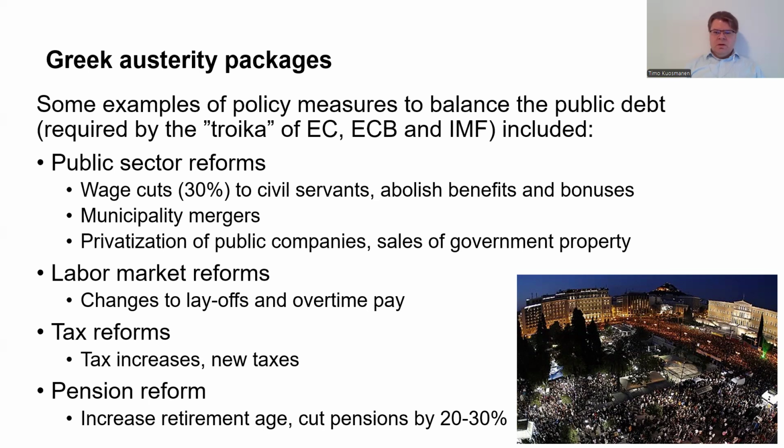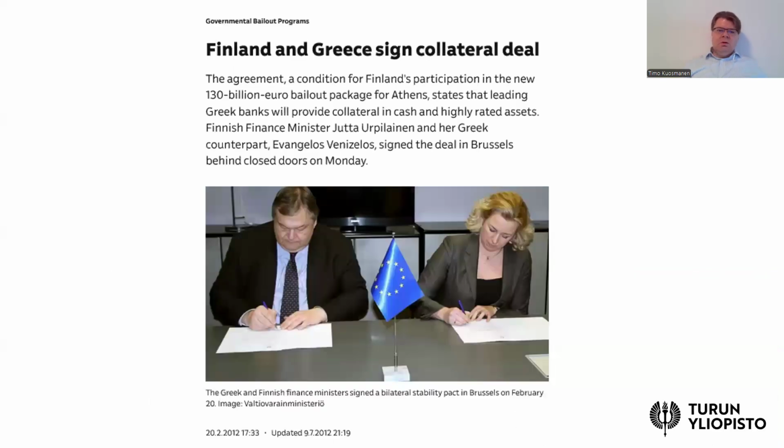So as a condition of financing the Greek government debt, these organizations also had policy measures to try to balance the Greek government budget. So this was, of course, a very large shock also for the real economy in Greece, and also hurt the standards of living of Greek people. But it was also not easy for other Eurozone member states who actually had to finance these bailout packages.